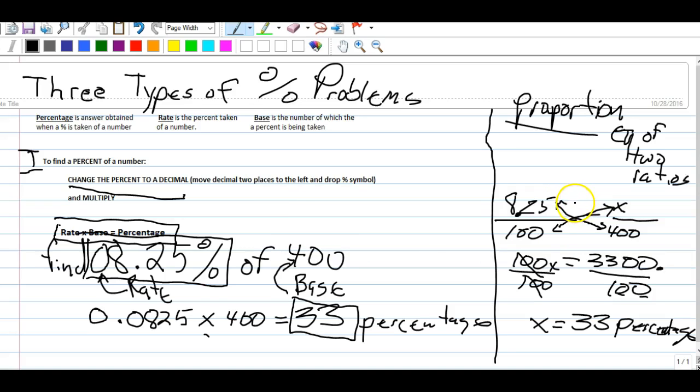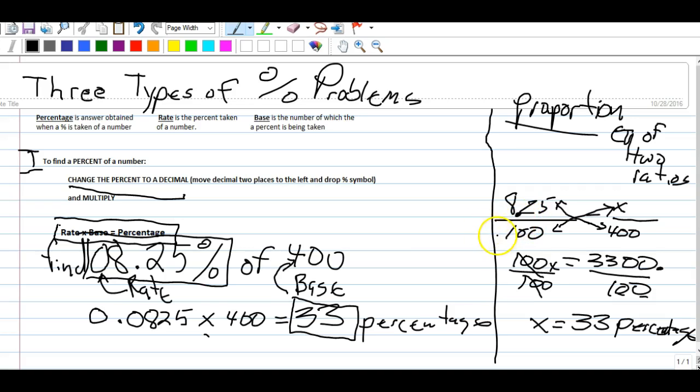However, the disadvantage is if you place any one of these numbers in the wrong place, then you're not going to obtain the correct answer. So you've got to know where to place each one of these values, including your unknown, in order to derive the correct answer. So here what we have done is we found a percent of a number. So that's the first type of percent problem that we're going to take a look at.